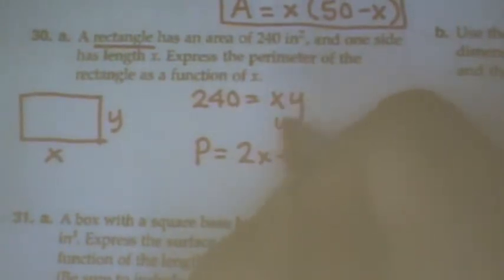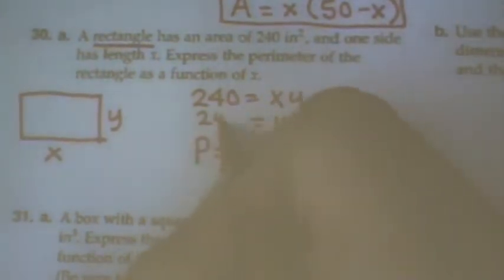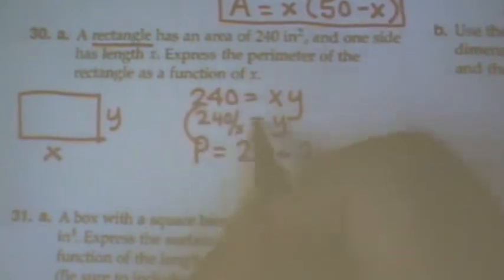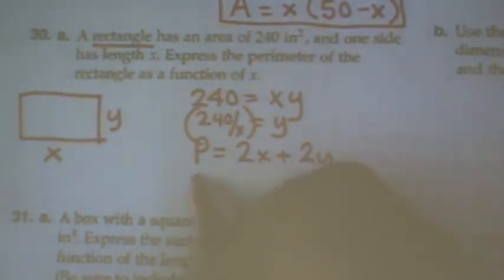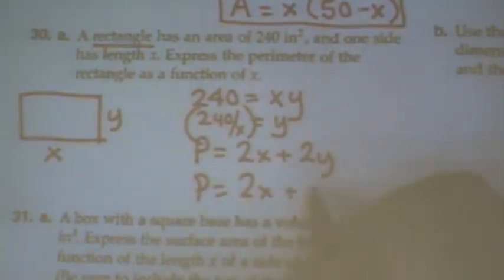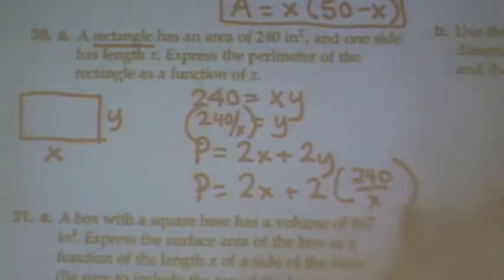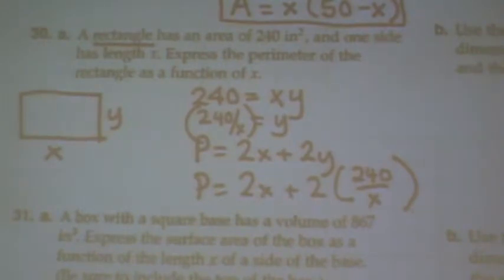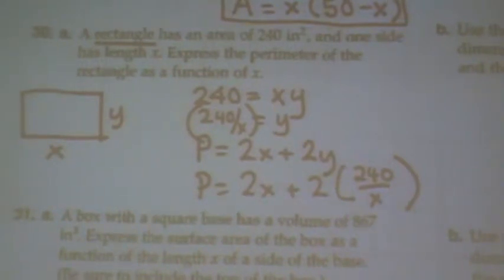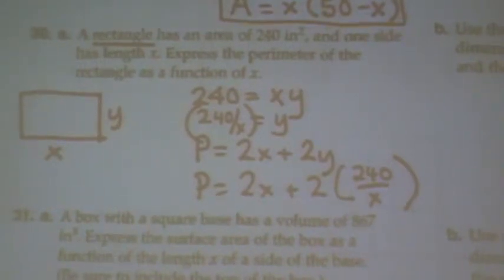Solve for y. So I want to get y by itself here. So y is equal to 240 over x. And now I'm going to plug this in here for y. So perimeter is equal to 2x plus 2 times 240 over x. So your perimeter is a function of x. This is the answer for A.